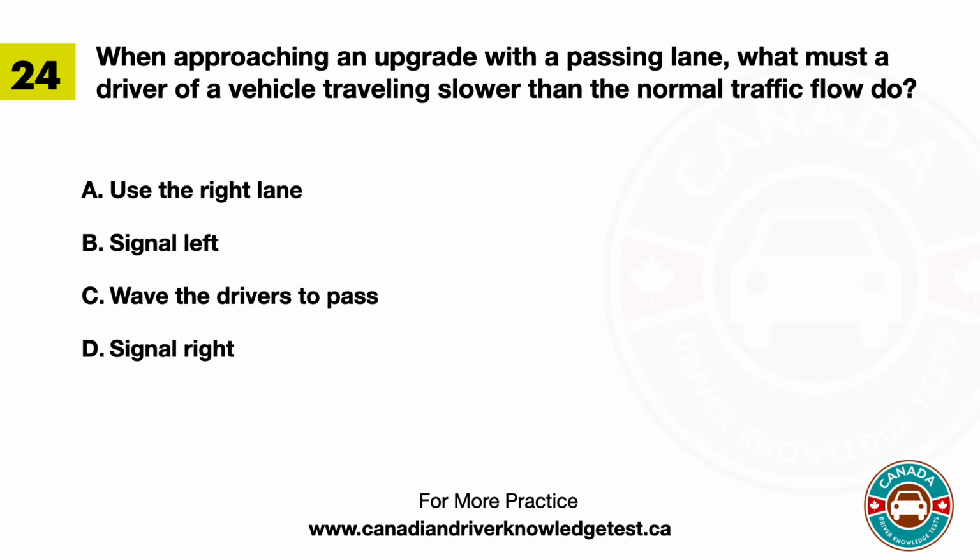Question 24. When approaching an upgrade with a passing lane, what must a driver of a vehicle traveling slower than the normal traffic flow do? A. Use the right lane. B. Signal left. C. Wave the drivers to pass. D. Signal right. The answer is A. Use the right lane.